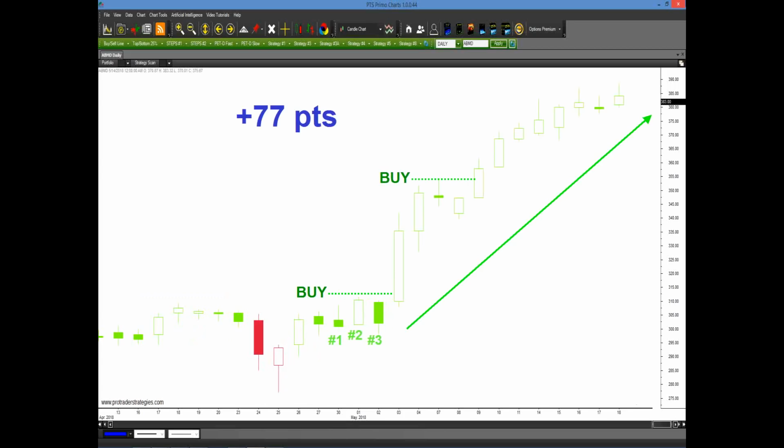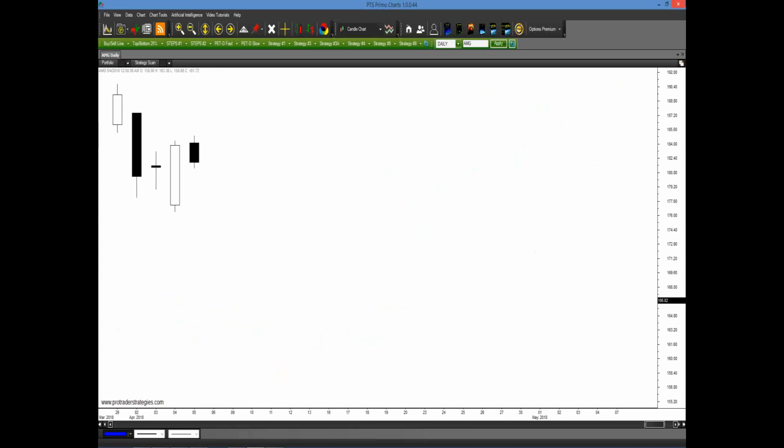Or if you want to re-enter, you can get in here. Let's look at another example, AMG. Okay, this was just a month or so ago, the beginning of April.